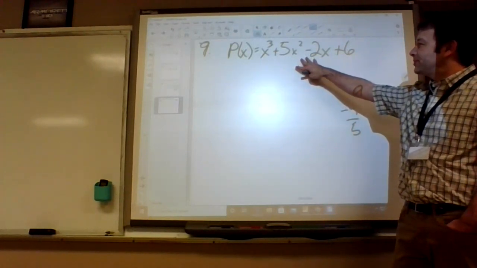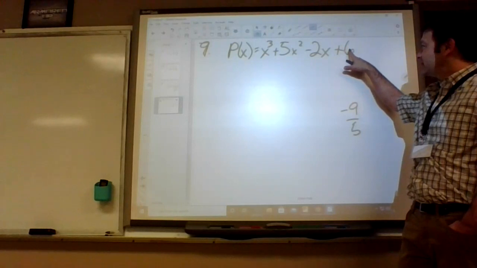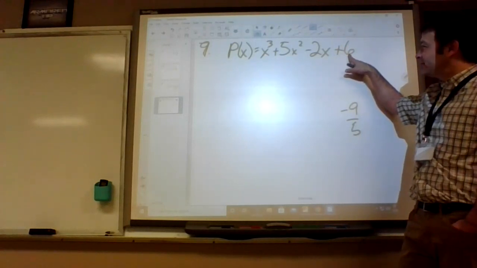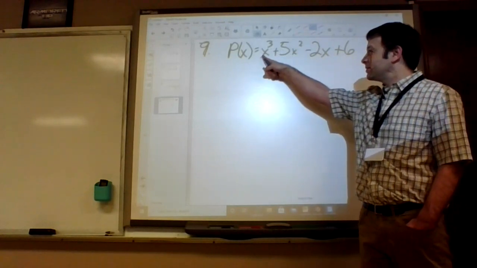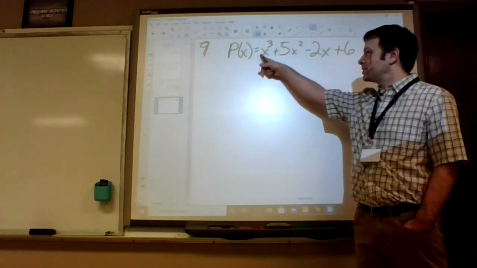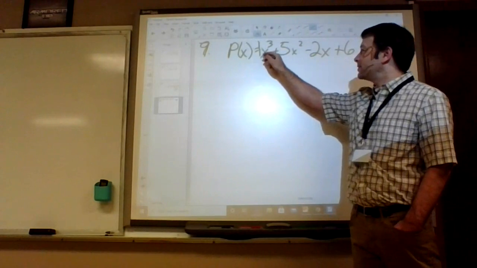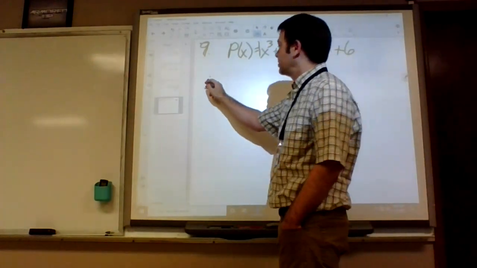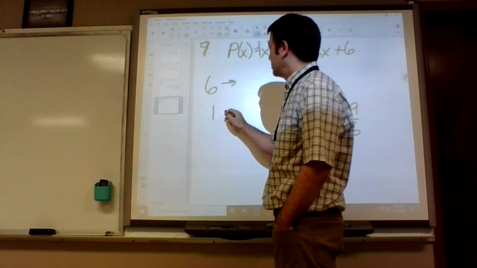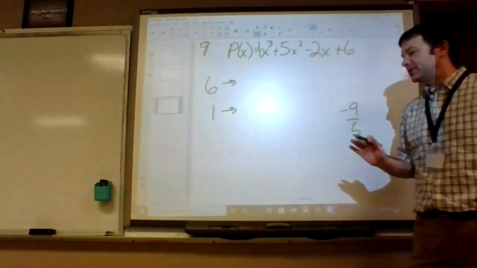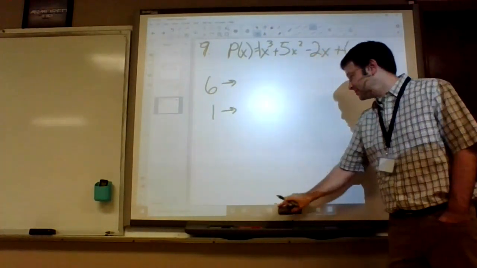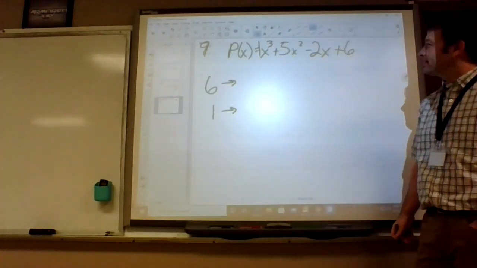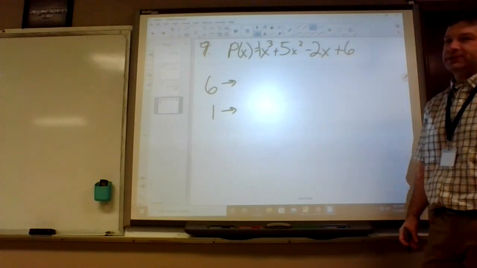the rational root theorem says that the answer is going to be factors of the last term over factors of the first one. So I should say the coefficient. So factors of 6 over factors of 1. I know this sounds confusing. Once you see it a little bit, it'll make more sense.